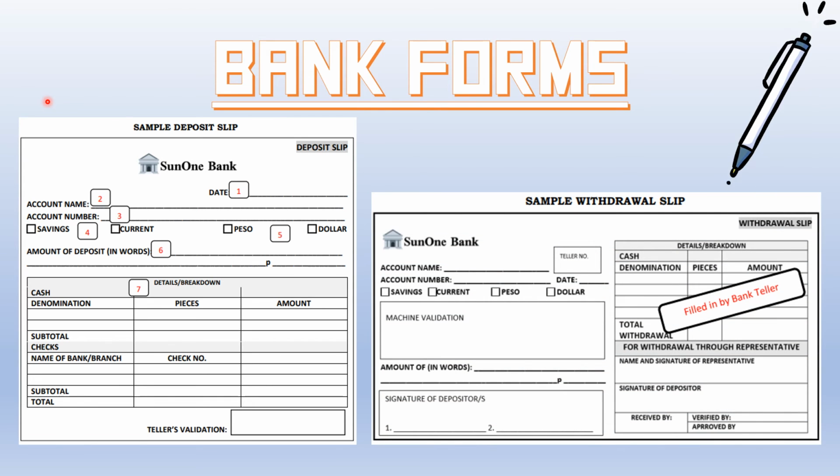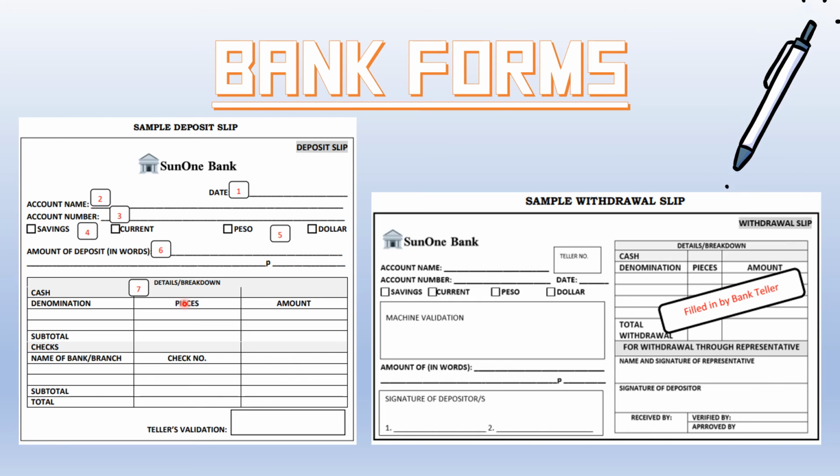The following information are to be written in the deposit slip: the date, the account holder, making sure to write the complete name of the account holder, the account number, to make sure that deposits are credited to the correct account. This is usually found in the first page of the account holder's passbook. Next, the type of account. Is it savings or current? Then the currency, amount in words and in figures, the amount of the deposit, and then the details or breakdown.